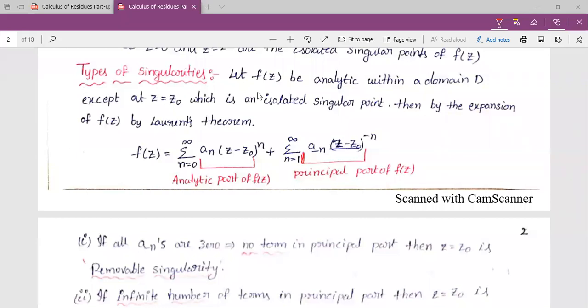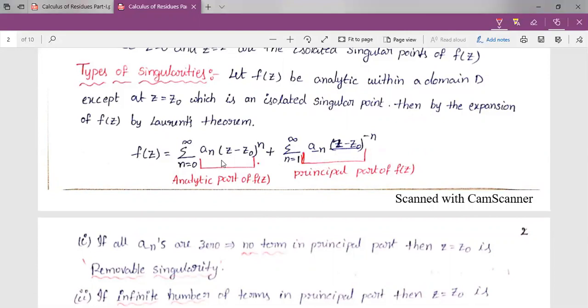Types of singularities. Let f of z be analytic within a domain D except at z equal to z naught, which is an isolated singular point. Then we expand f of z by the Laurent theorem in terms of powers of z minus z naught. Based on this Laurent expansion in the powers of z minus z naught, we observe different types of singularities. So in f of z, we have two different parts.